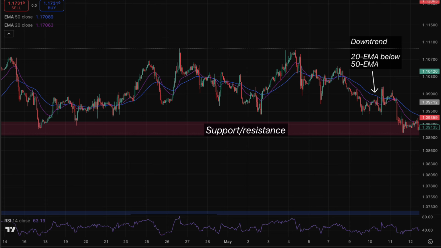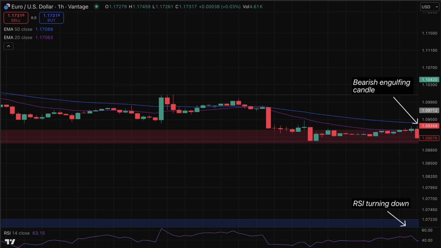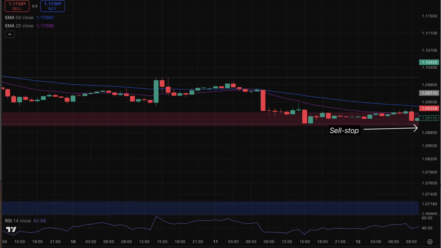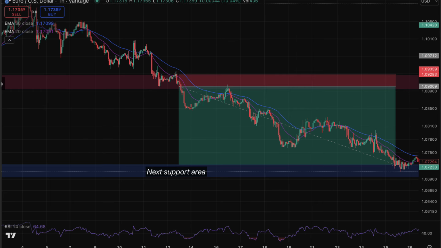So you'll ensure that the 20-period average is below the 50-period average and that both averages slope downwards. You'll wait for a pullback into a resistance zone that has rejected price at least twice. You'll look for a clear bearish rejection candle near the 20-period moving average, so a bearish engulfing candle, for example. And you'll confirm that the RSI is turning downward. You'll place a sell stop below the low of the signal candle. You'll position the stop above the swing high or just above the resistance zone, and you'll ensure that the next support area offers at least 2 times your risk.